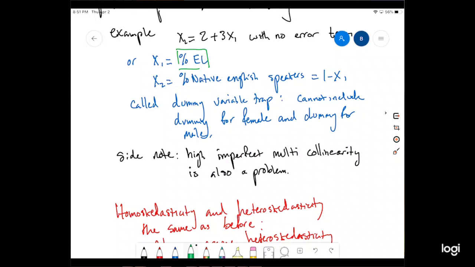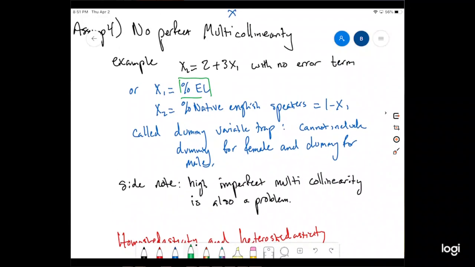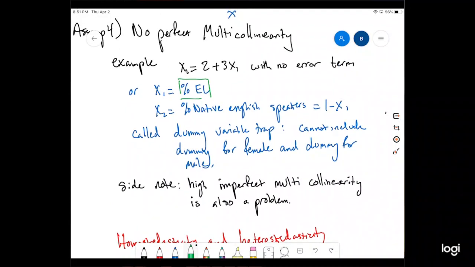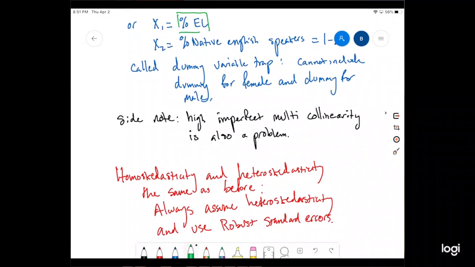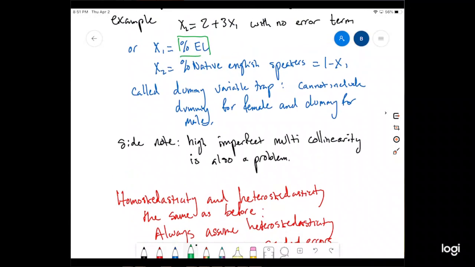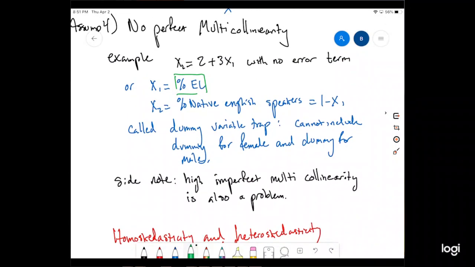As a side note, we also have to be concerned about high imperfect multicollinearity. The example above was perfect multicollinearity. We also need to think about imperfect multicollinearity when two of the x variables are highly correlated. Why would that be a problem? Well, for example, beta 1 is the effect of x1 holding x2 constant when both x1 and x2 are in the model. If the correlation between x1 and x2 is high, there's very little variation left in x1 once x2 is controlled for.